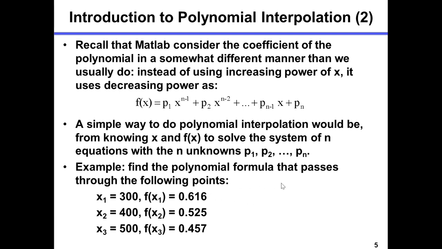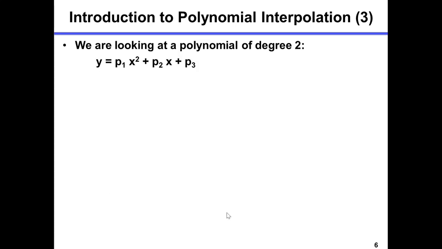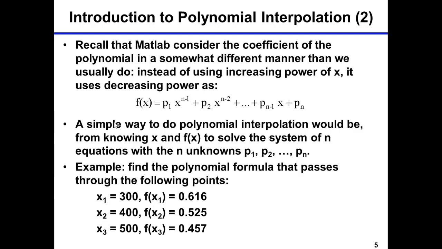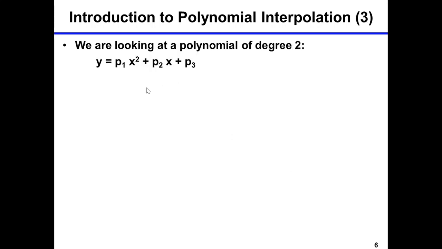We want to find the polynomial formula that passes through these 3 data points. So I have x1, and f of x1 is this value; x2, and f of x2 is this value; and x3, and f of x3 is this. When you look at it, you can quickly guess that you need a polynomial of degree 2, because you have 3 data points. So the best polynomial that we can use for these 3 is of degree 2. We are looking at the polynomial of degree 2, which is y equals p1x squared plus p2x plus p3.